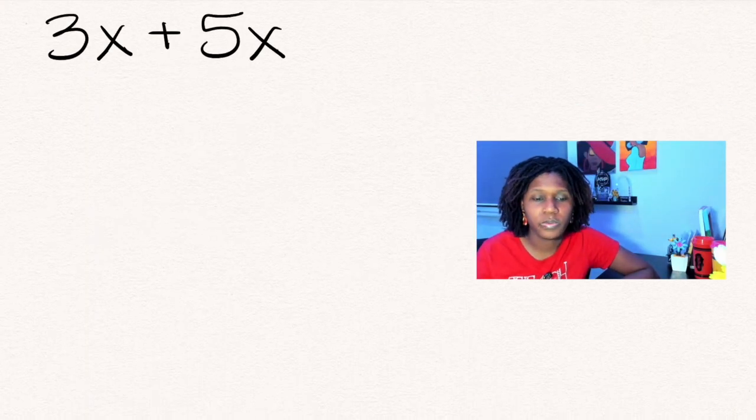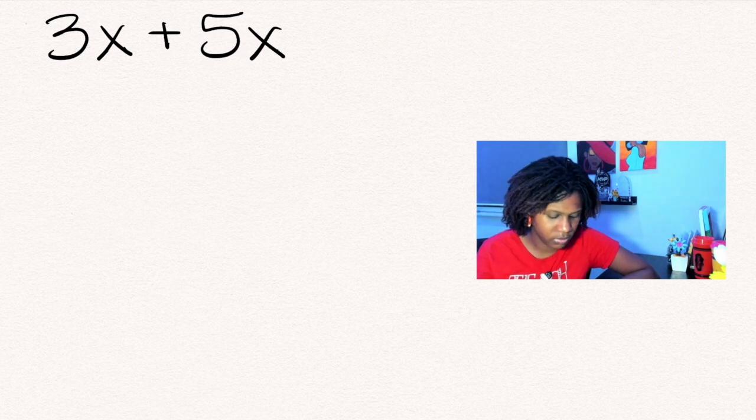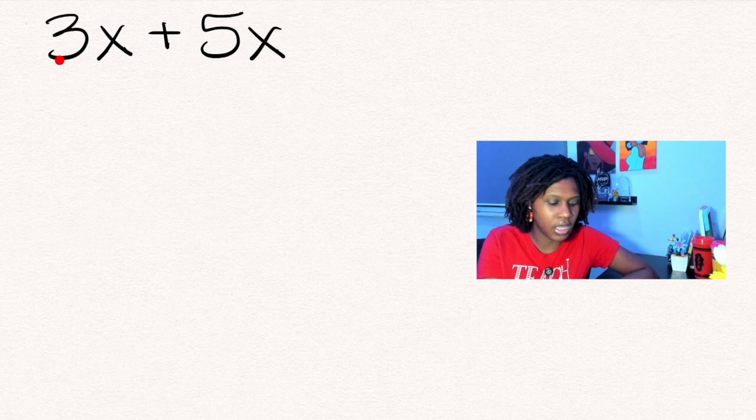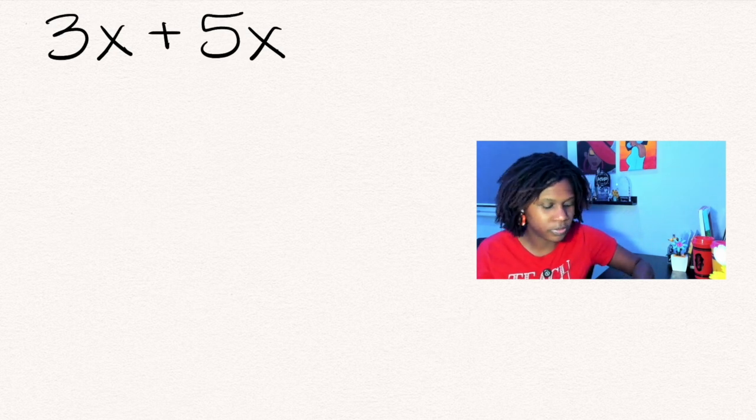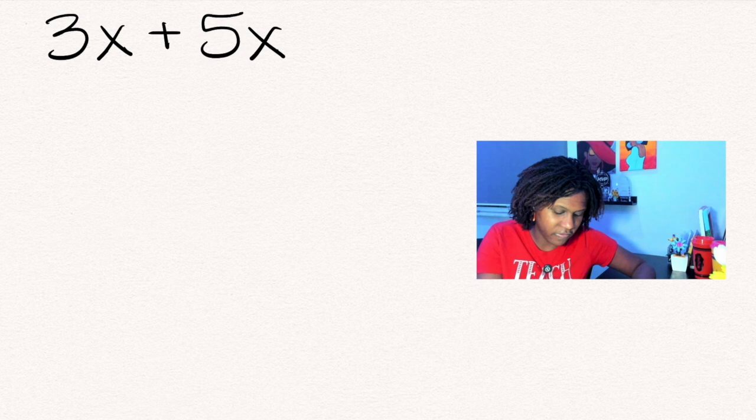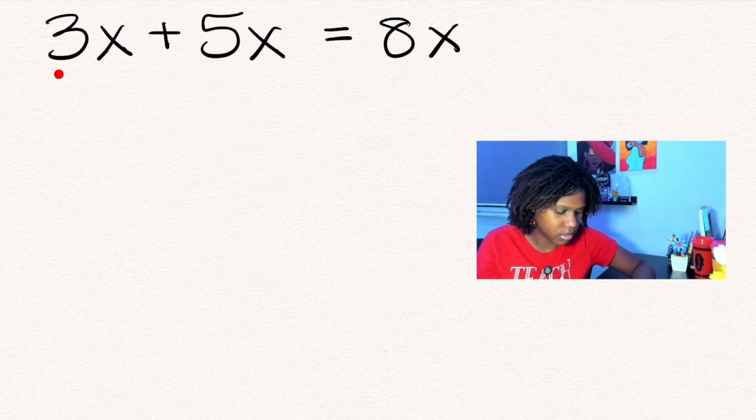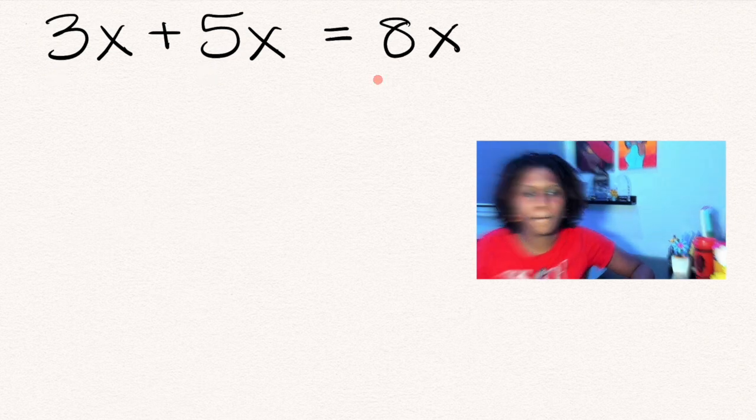In this example, what can we combine? If you're thinking to combine the 3x and the 5x, you've got it. And why? Because they both have an x to the first power. And what are we actually combining? It's the coefficients, the number in front of the variable. So when I add 3x and 5x, I will get 8x. Just like 3 plus 5 equals 8.